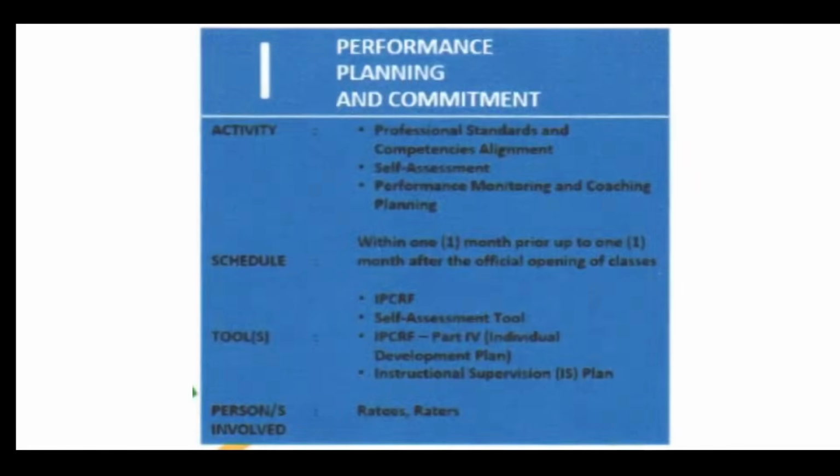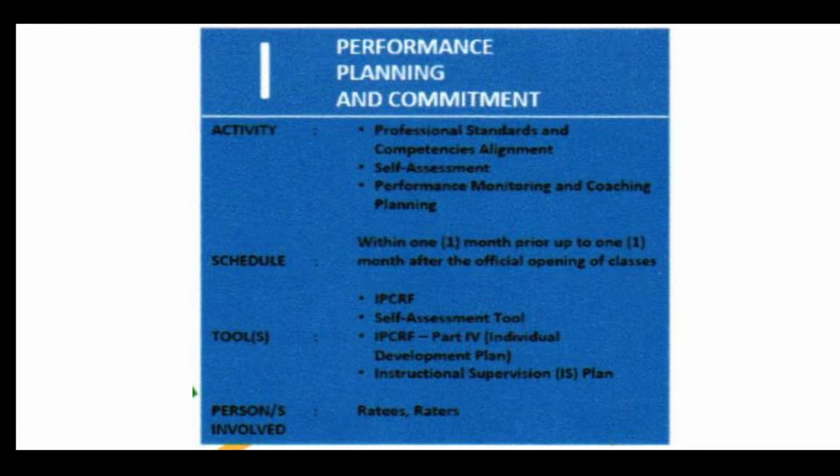So what is the first stage? The first stage is the reason why you are listening to this video. It's performance planning and commitment. We have to apprise our teachers as to how they will be rated for the school year, how we rate them in terms of classroom observable indicators and the non-classroom observable indicators. So meaning, you have to really talk with them, share to them how they are rated, and you have to do this within 1 month prior to the start of the official opening of classes. So basically, the schedule is 1 month prior and then 1 month after the official opening of classes. There is a range of temporal aspect that you have to do your apprising.